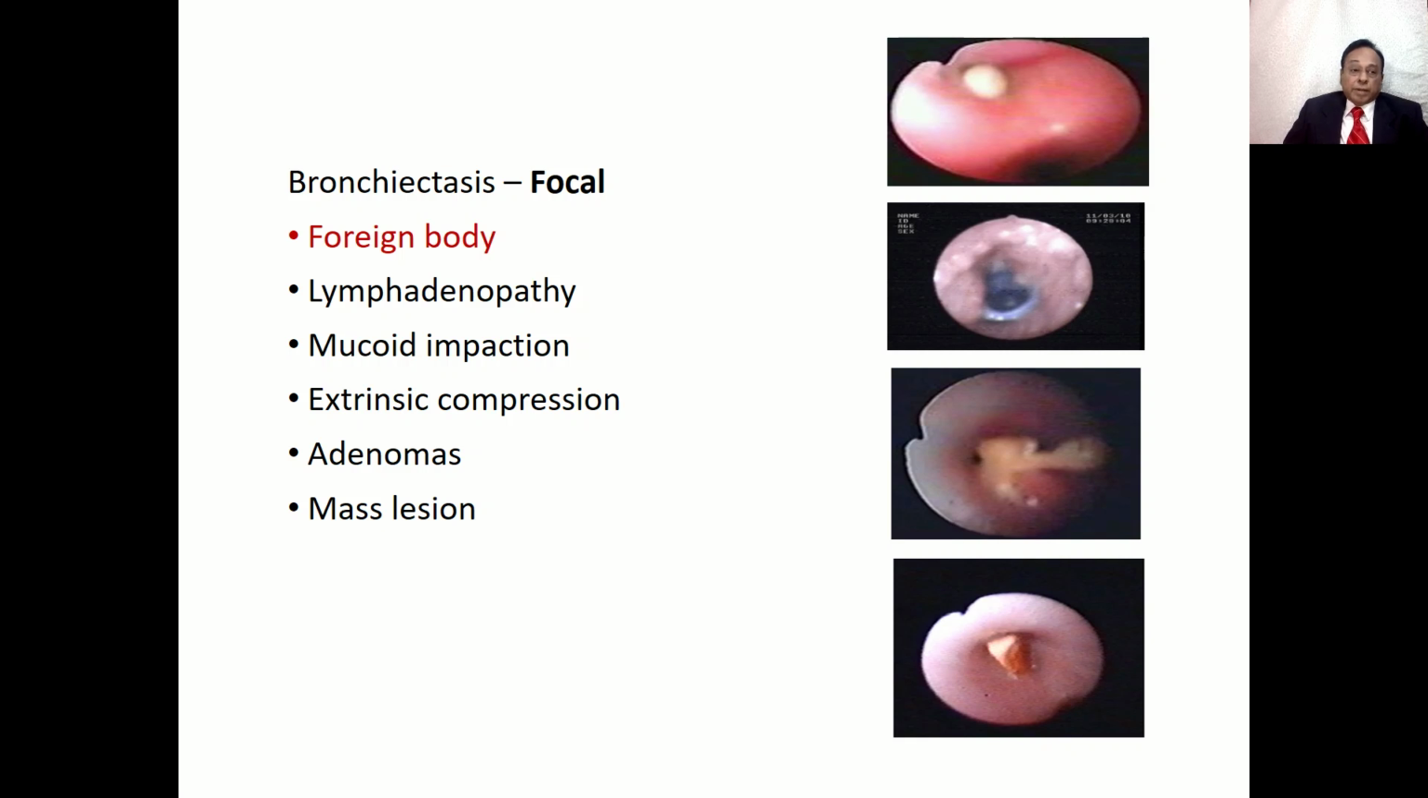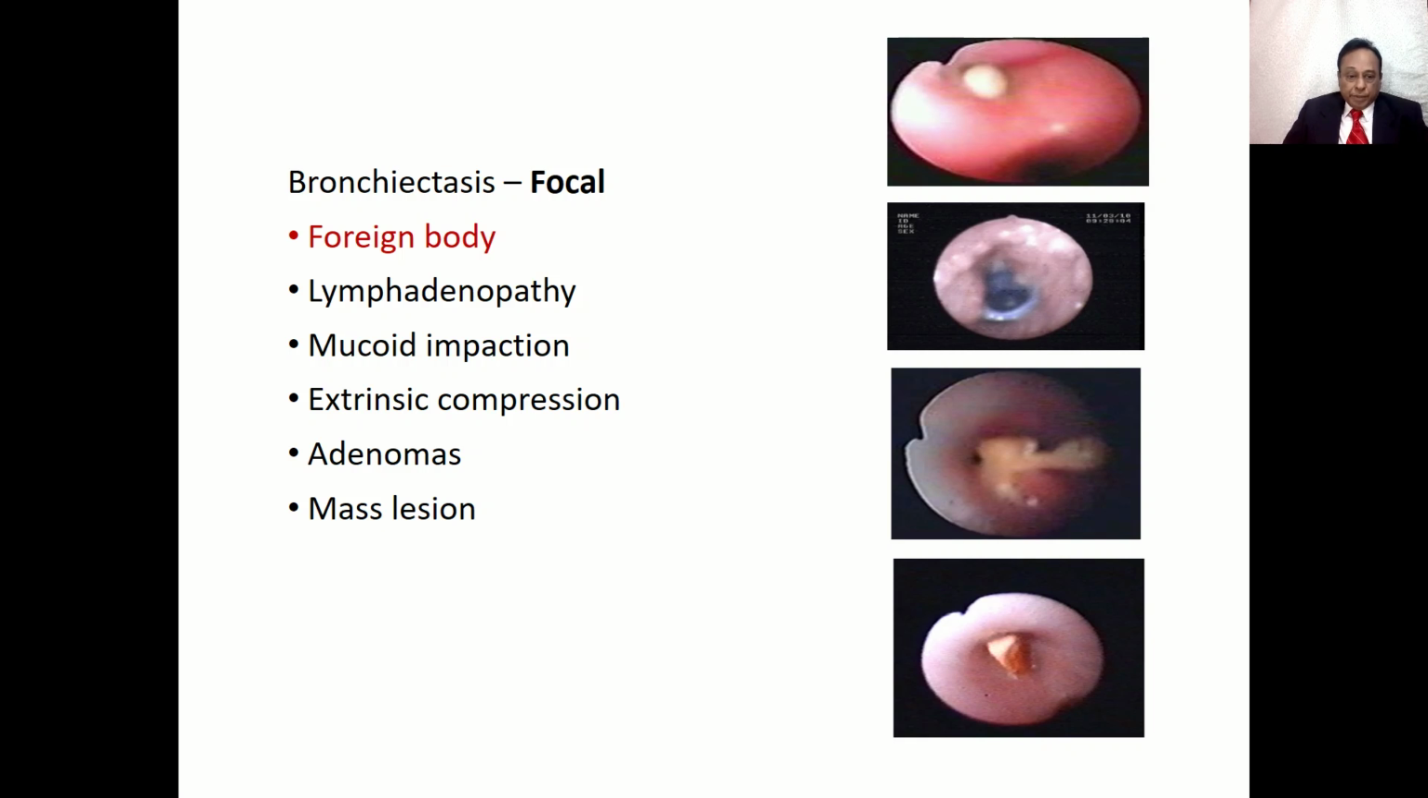Missed foreign bodies play a very important role, as well as mucoid impaction and lymph node enlargement. All these things slowly progress to focal bronchiectasis. Whenever you get a focal bronchiectasis, I think bronchoscopy is very, very important. I think these are the cases.